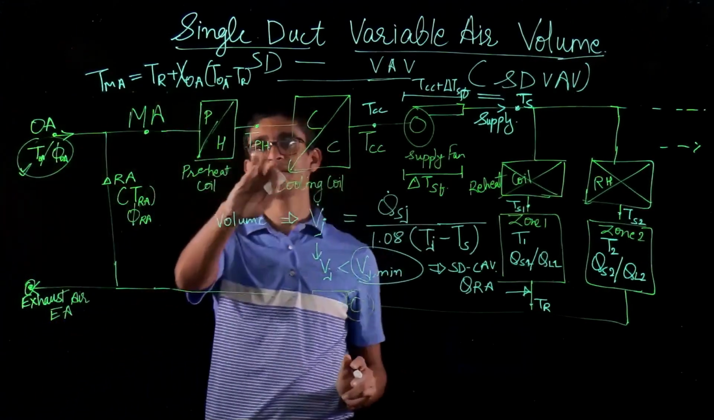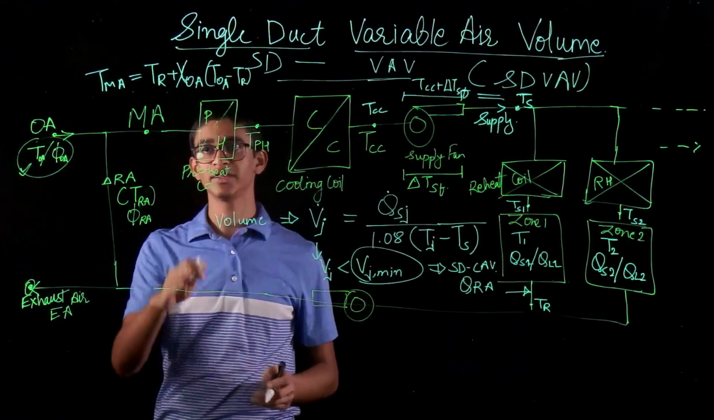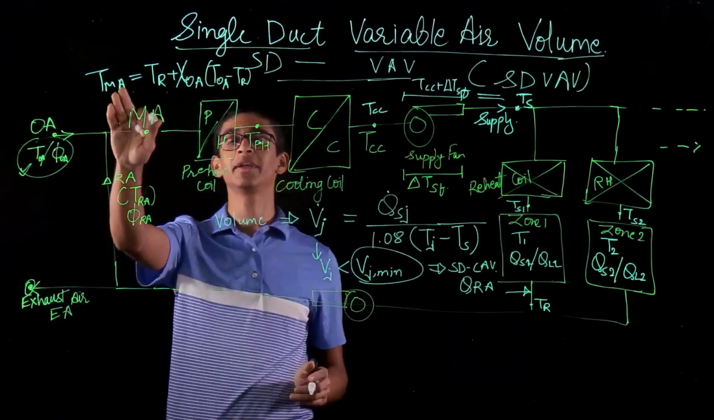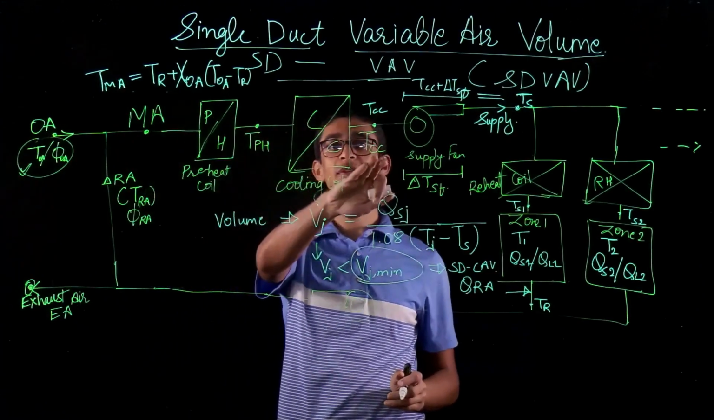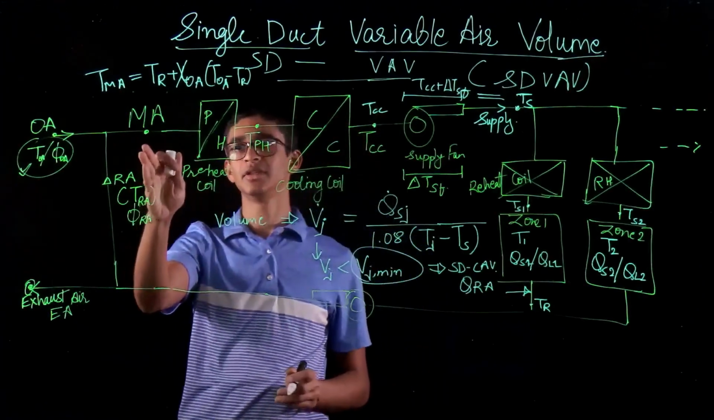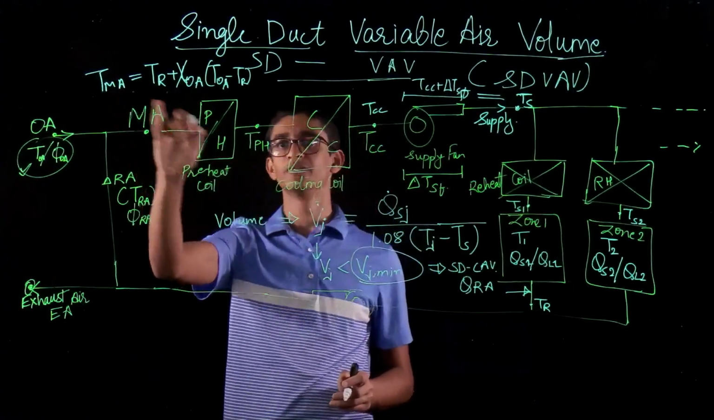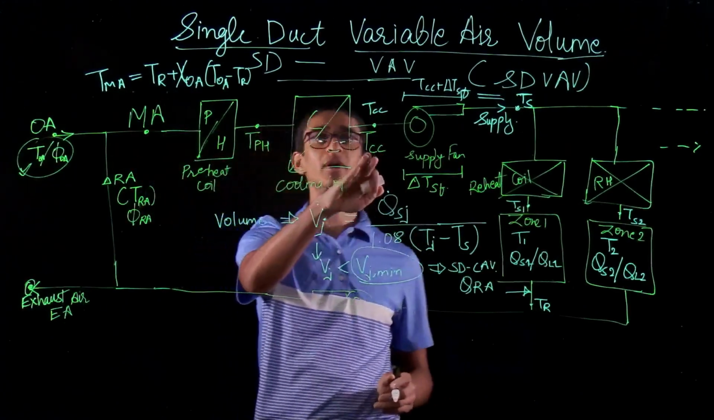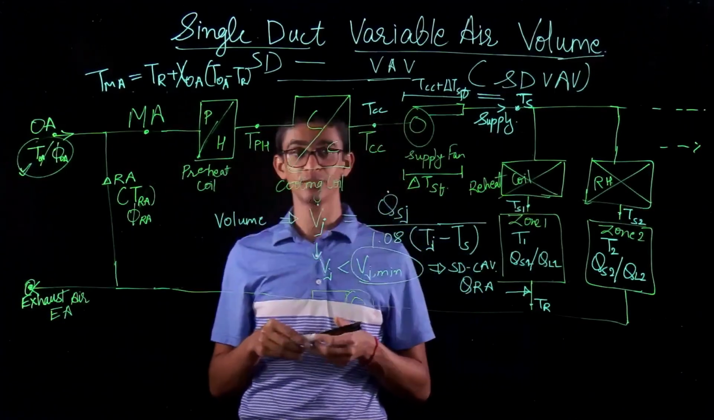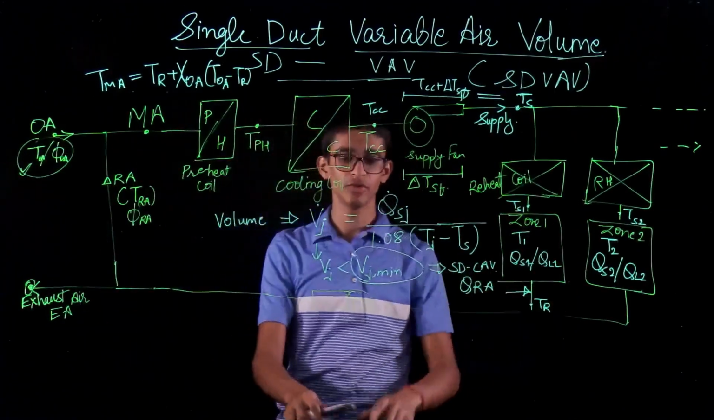Now the preheating coil only works if my mixed air is at a temperature lower than TCC. If it is not, then the air just passes by. Then in the cooling coil, my mixed air, which is flowing from there, will be cooled down to a temperature of TCC, which is a set point temperature. And that's how my flow works.